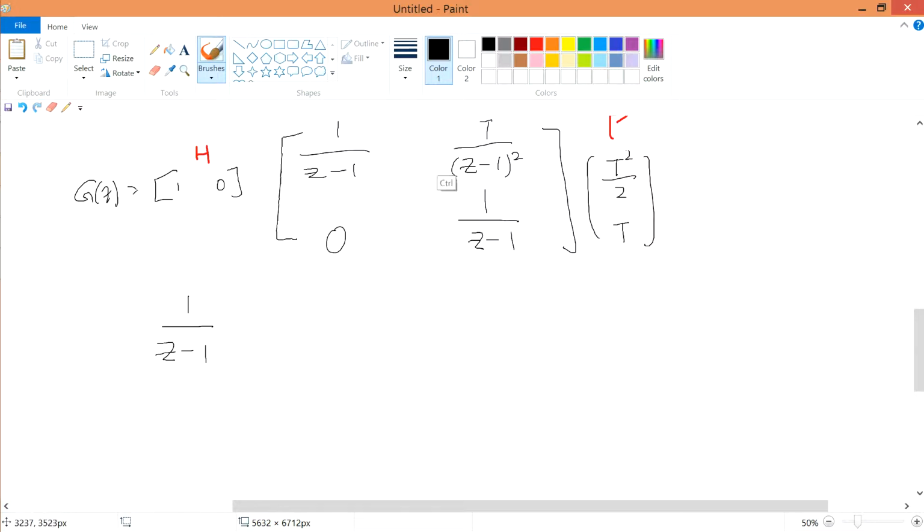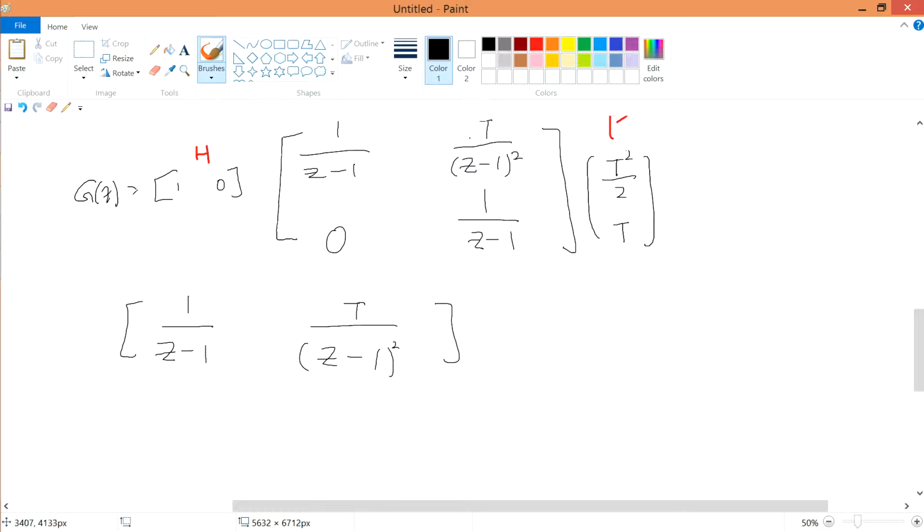This thing times this thing now, row times column again. So I would have t over z minus 1 squared. 1 times this one plus 0 times this one, you get what I mean? So therefore next is this thing over here. Hold on a while, sorry. This thing should be like this already.